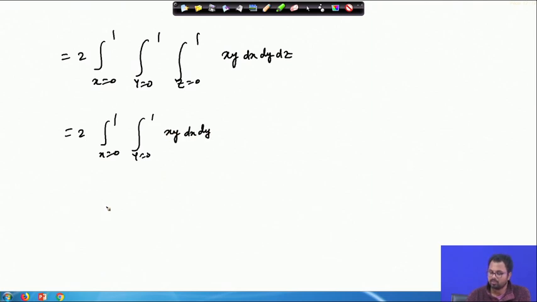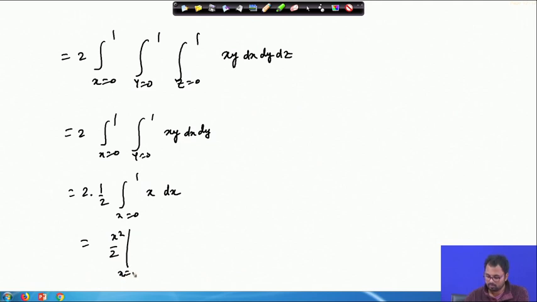Now, we integrate with respect to y, and then this will be y square by 2. So, this is basically 2 times 1 by 2, and then we integrate with respect to x, and then this will be x square by 2, with x from 0 to 1.